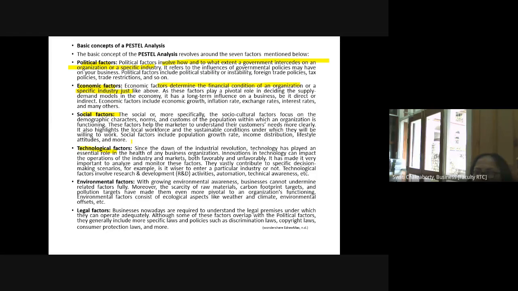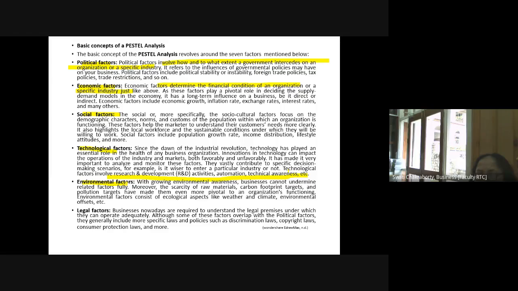Technological factors: technology has played a very vital role in the health of any business, right? And today, with the growth of technology, it's easy for organizations to get information very fast, and so they can take actions immediately. Some of the technological factors that we have are research and development activities, automation, and technical awareness.